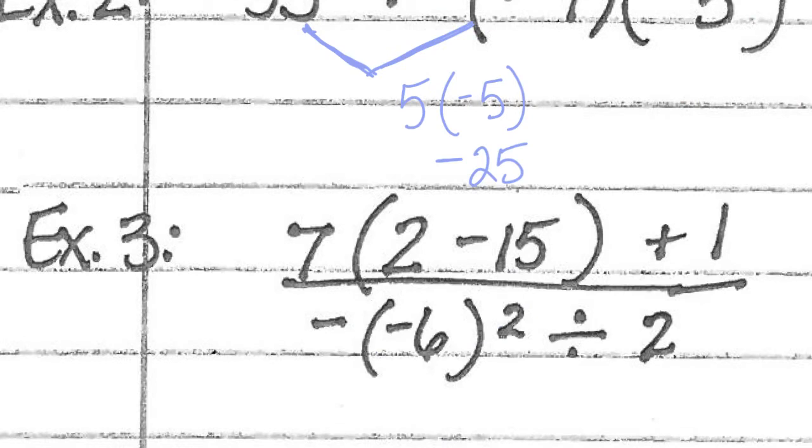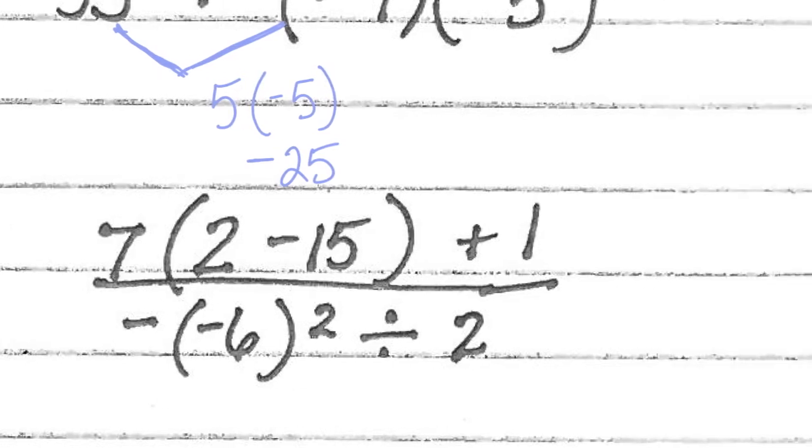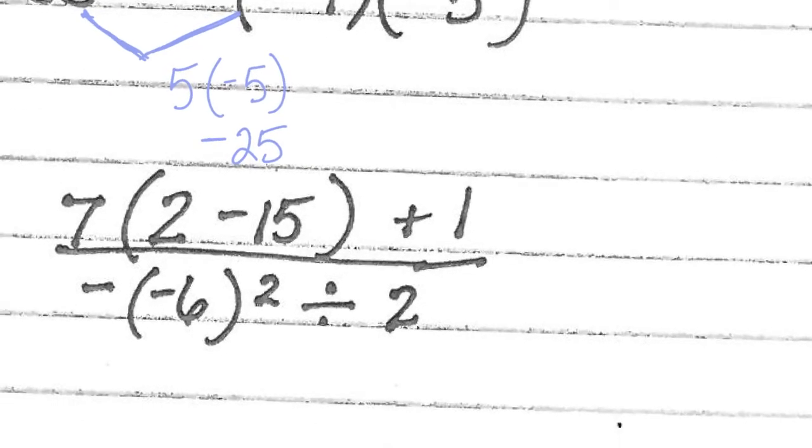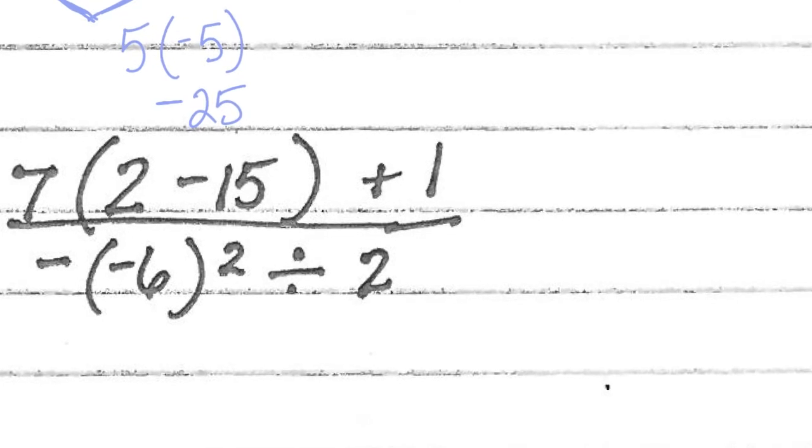All right, so remember, for grouping, for problems with a vinculum, a fraction line, we are going to solve the top first, and then we are going to solve the bottom. So, where would you guys begin? 2 minus 15 is what?